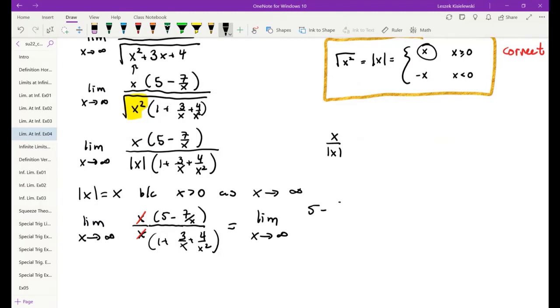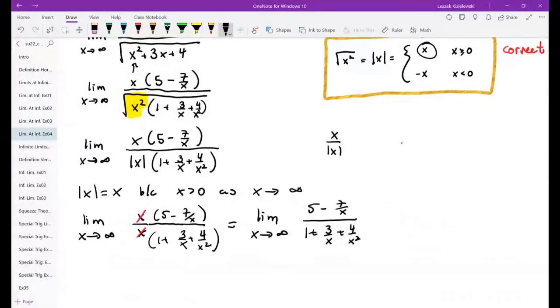And now we're ready to compute this limit as x goes to positive infinity, because all the terms that have a power of x in the denominator go to 0, but the constants remain. So we get that the limit is 5. Okay. So since the limit is finite, we say that y equals 5 is a horizontal asymptote.